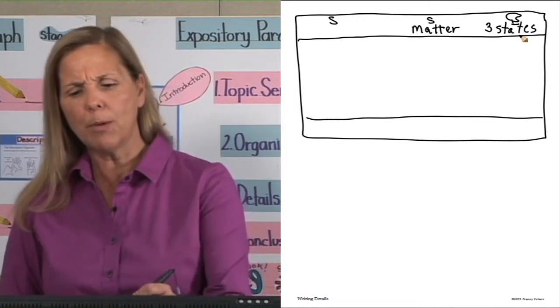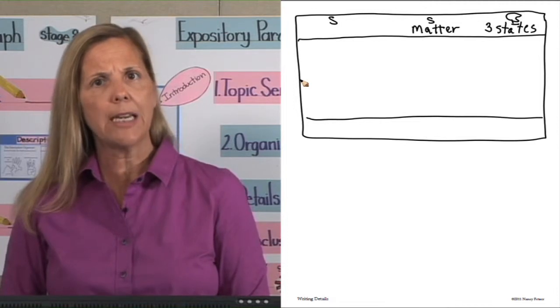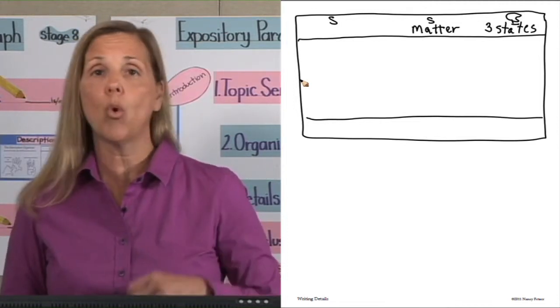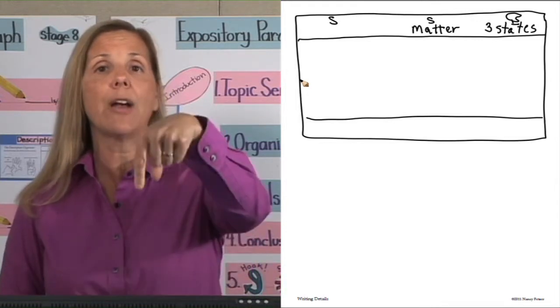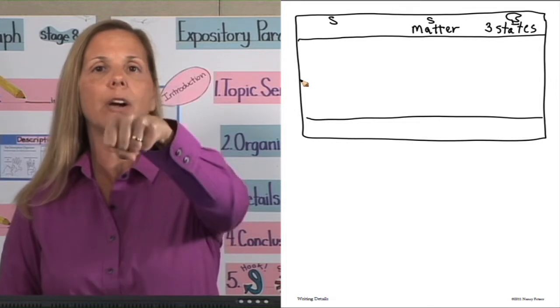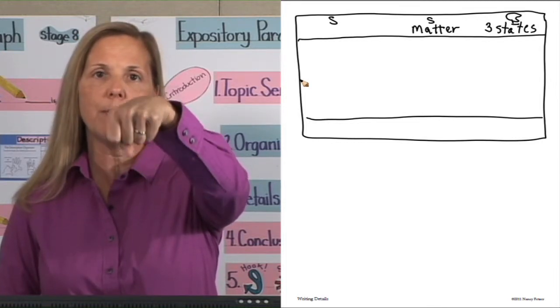Then we have to go to the body and we have to organize the body. Do these have to be in a certain order, or can they be in any order? They can be in any order. So we know that we have to then figure out how many boxes. So we say, big idea, there are 3 states of matter. How many detail boxes are we going to make?